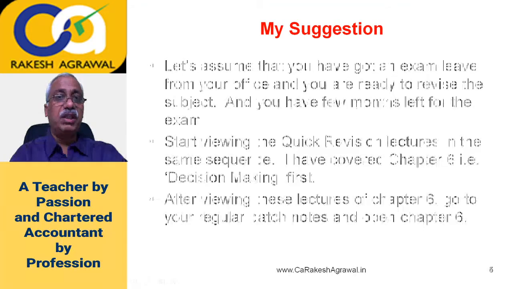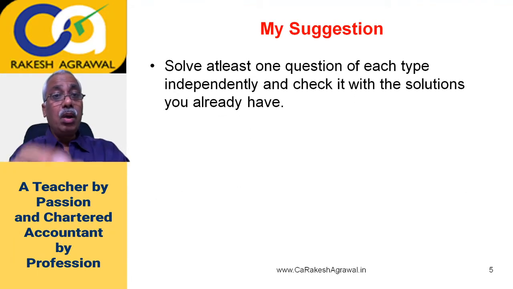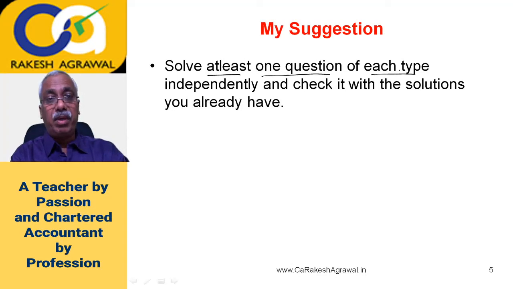Open your chapter 6. Now solve at least one question of each type, of each variety, independently. From where? From your regular batch notes. One question of each type: one question of key factor, one question of make or buy decision, right? Like that, one question of relevant, irrelevant costing and so on, one question of cost, BP. So solve at least one question of each type, and check it with the solutions you already have.